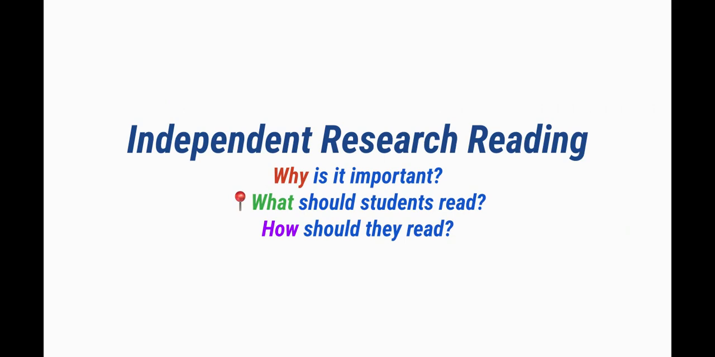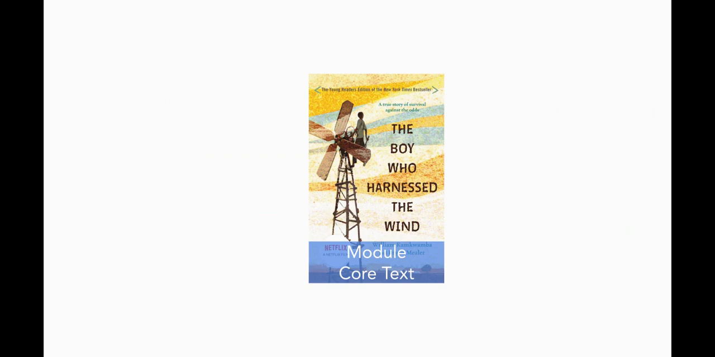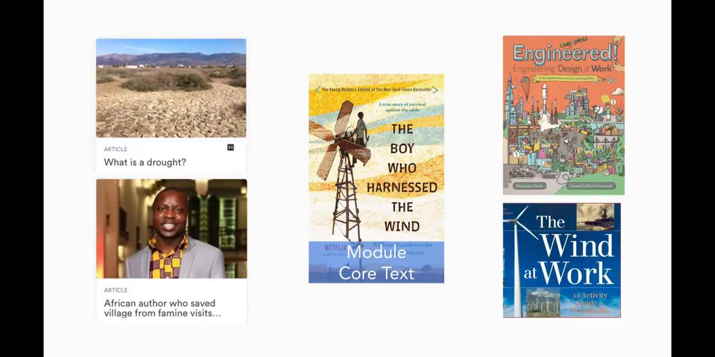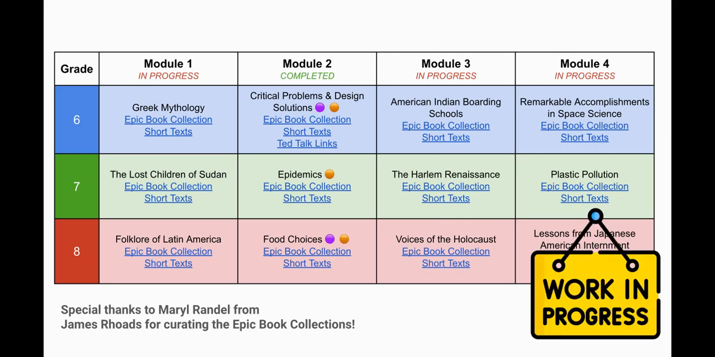So, what should students read? Ideally, students should deepen their knowledge on the module topic by independently researching adjacent texts such as articles and other books. But you might be thinking, where can I find text like this?